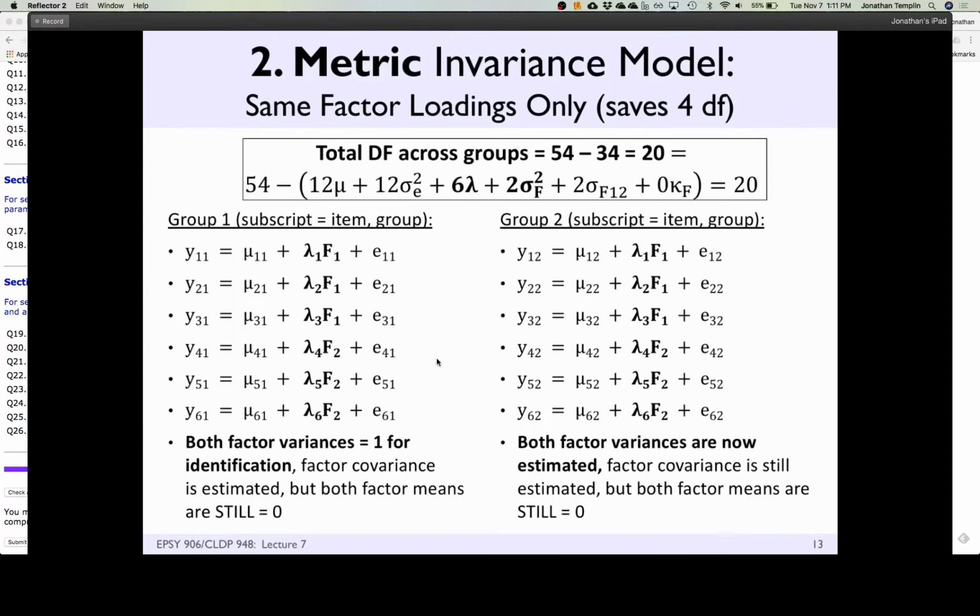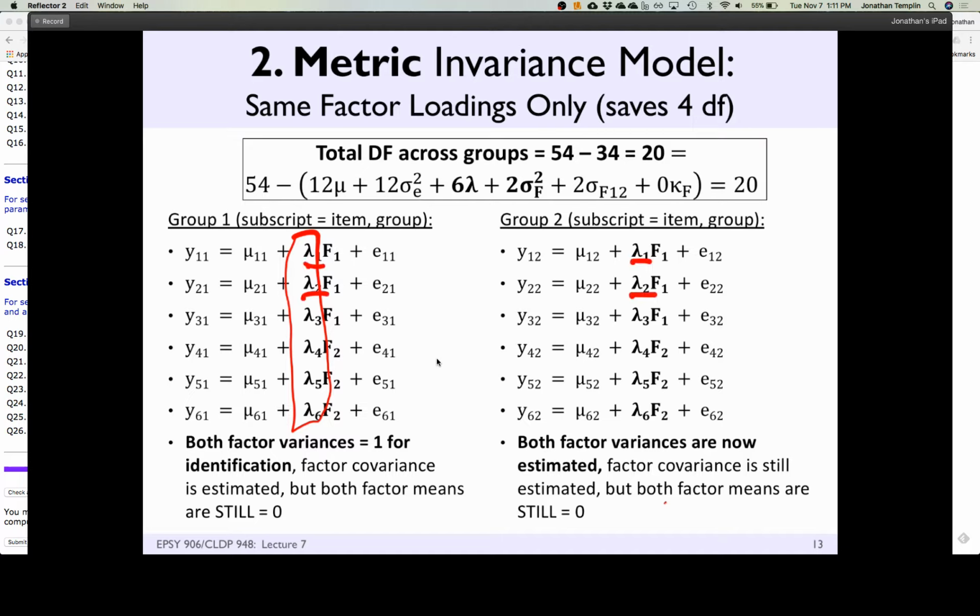So here's what it looks like. We have our factor loadings. You'll notice there's only one subscript now for this. Anyway, that means they're equivalent. Lambda 1, lambda 2, they're equivalent across groups.